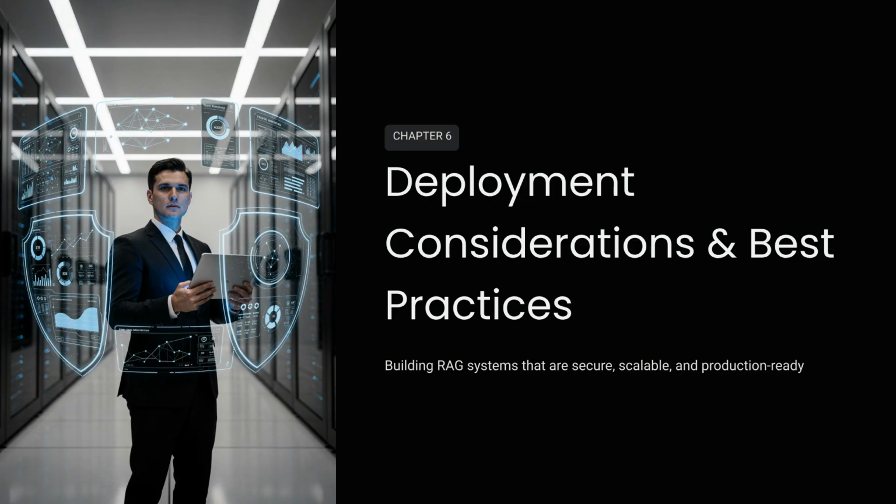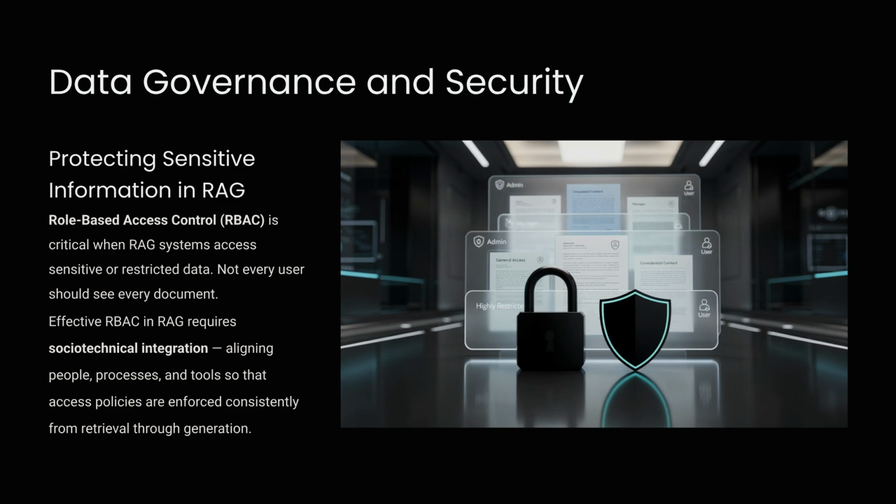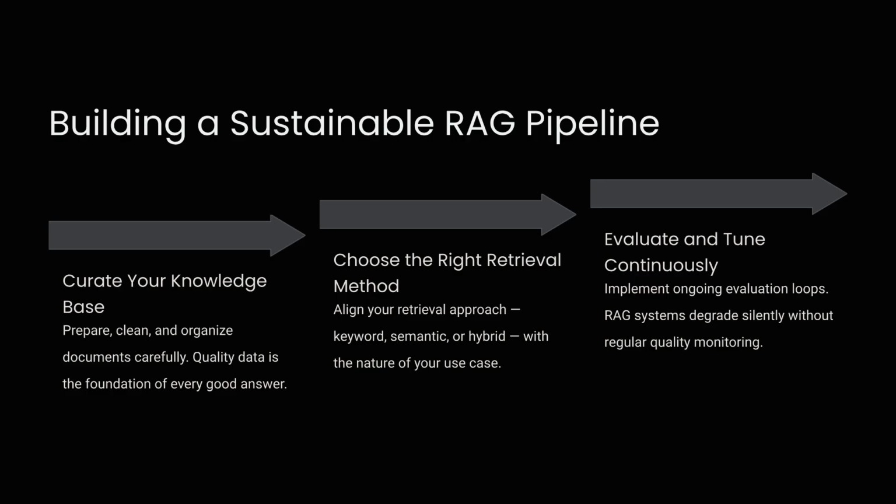Chapter 6 covers deployment considerations and best practices for building RAG systems that are secure, scalable, and production-ready. When choosing between on-premises and cloud RAG systems, on-premises offers better data control but limited scalability. Cloud provides elastic scalability and easier maintenance, but raises potential data governance concerns. Data governance and security are vital. Role-based access control, or RBAC, must be enforced to ensure sensitive or restricted documents are only retrieved and viewed by authorized users.